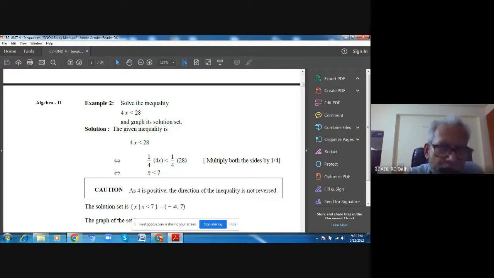Now the question may come to your mind, sir, why multiply by 1 by 4? Because finally we require the x value. To keep the x value, you have to remove the 4. How can we remove it? If we multiply by 1 by 4, then 4 by 4 will give x. So both the sides you are multiplying by 1 by 4, so that we can get the x value. That is the idea.